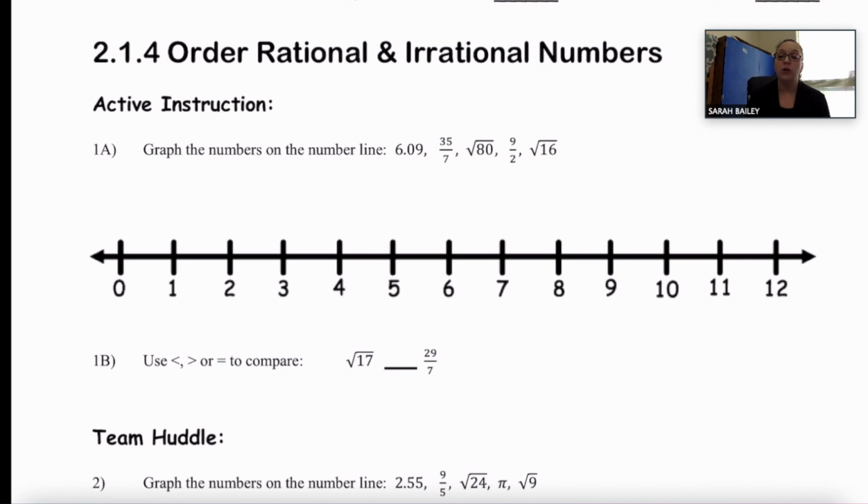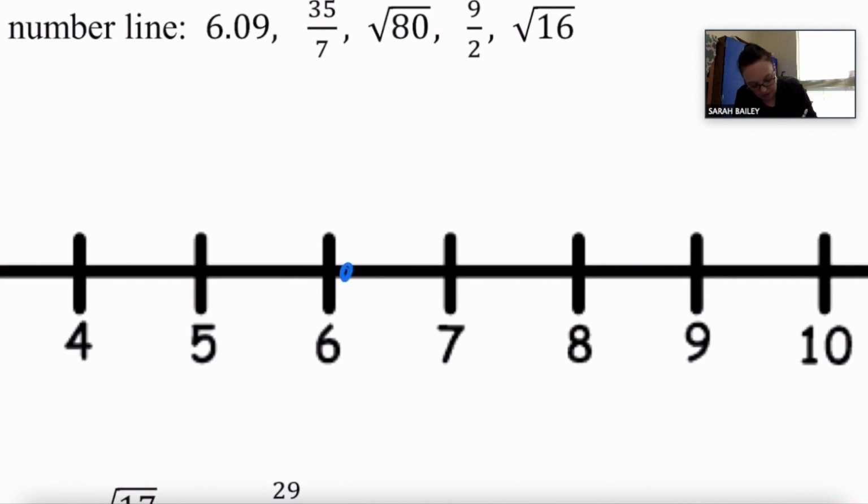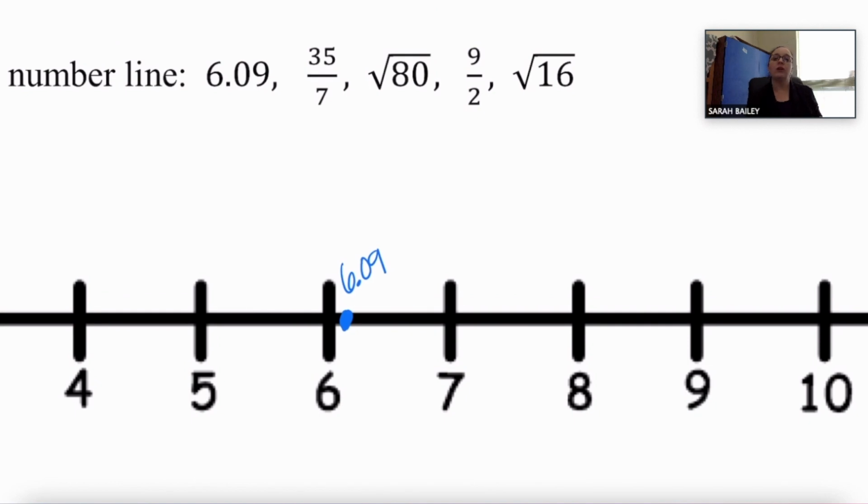So first we're going to put the following numbers. I'm looking at 1A. We're going to put those numbers on our number line. So the first value we have is 6.09. So that's going to be pretty close to 6. And I'm going to write that number up above it. It doesn't help me to just put the points and not indicate what they go with. Okay? The next one I have is 35 sevenths. Well, 35 sevenths is equal to 5 because 35 divided by 7 is 5. So it goes right here with 5.